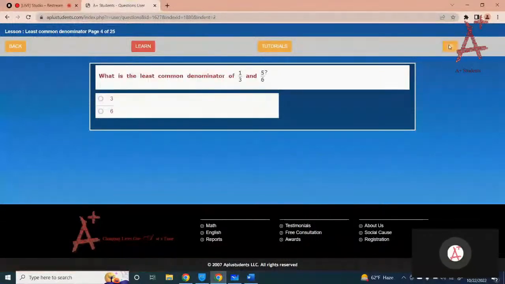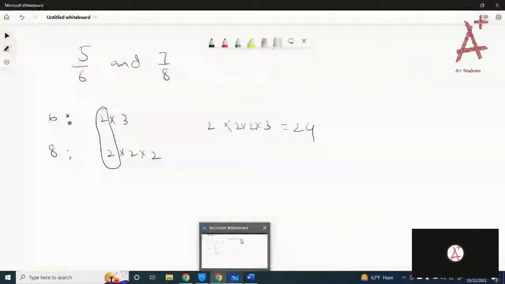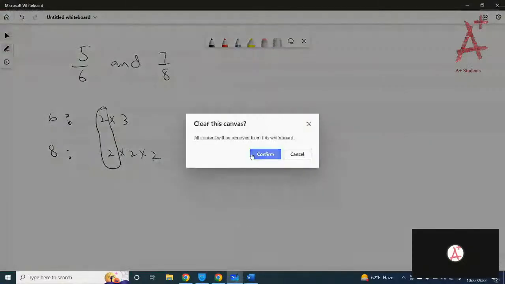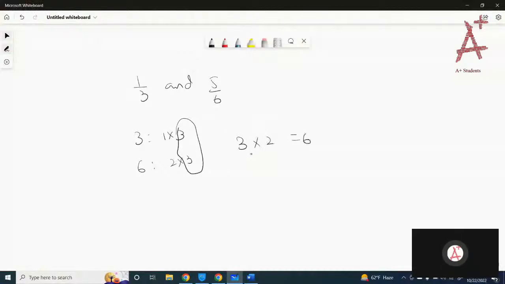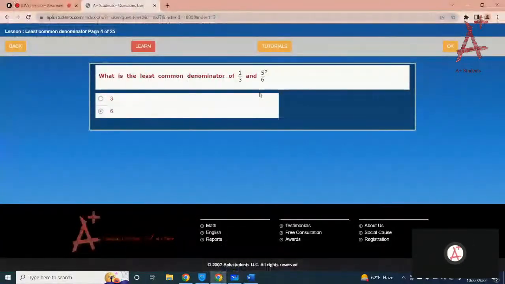Okay, what is the least common denominator of 1 by 6 and 1 by 3 and 5 by 6? So the denominators are 3 and 6. The prime factors of 3 are 1 times 3, and for 6 they are 2 times 3. Got it? So this is the common multiple. Write it once, and the other multiple is 2. So 3 times 2 is 6. That means the least common denominator for 1 by 3 and 5 by 6 is 6. Got it?